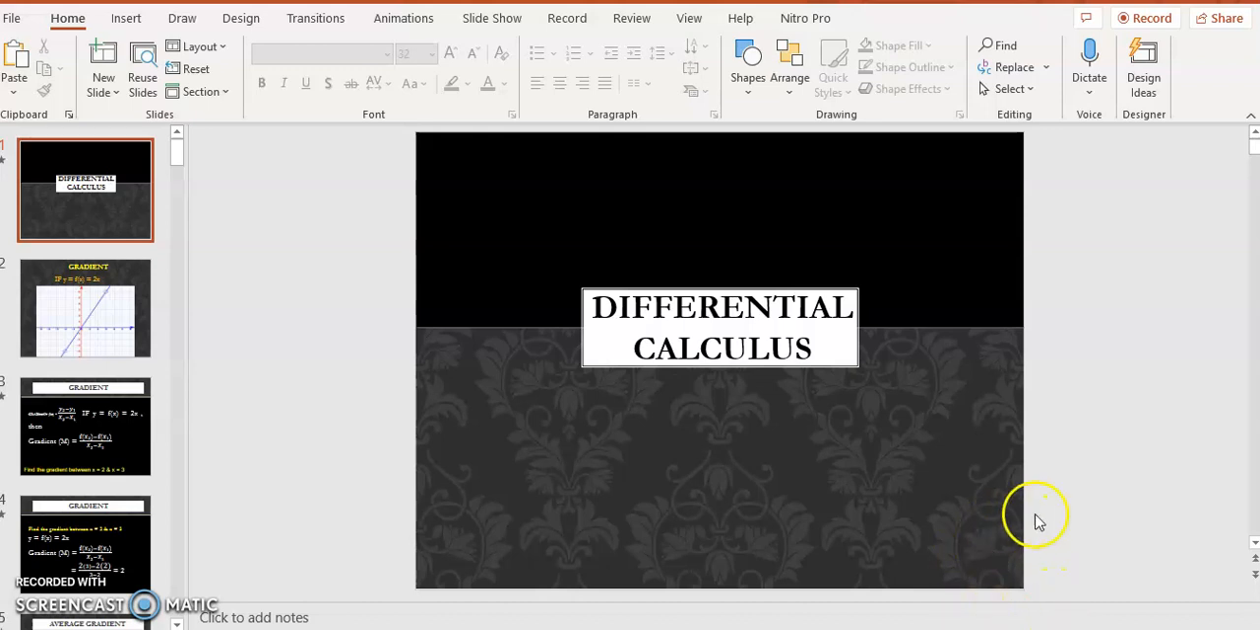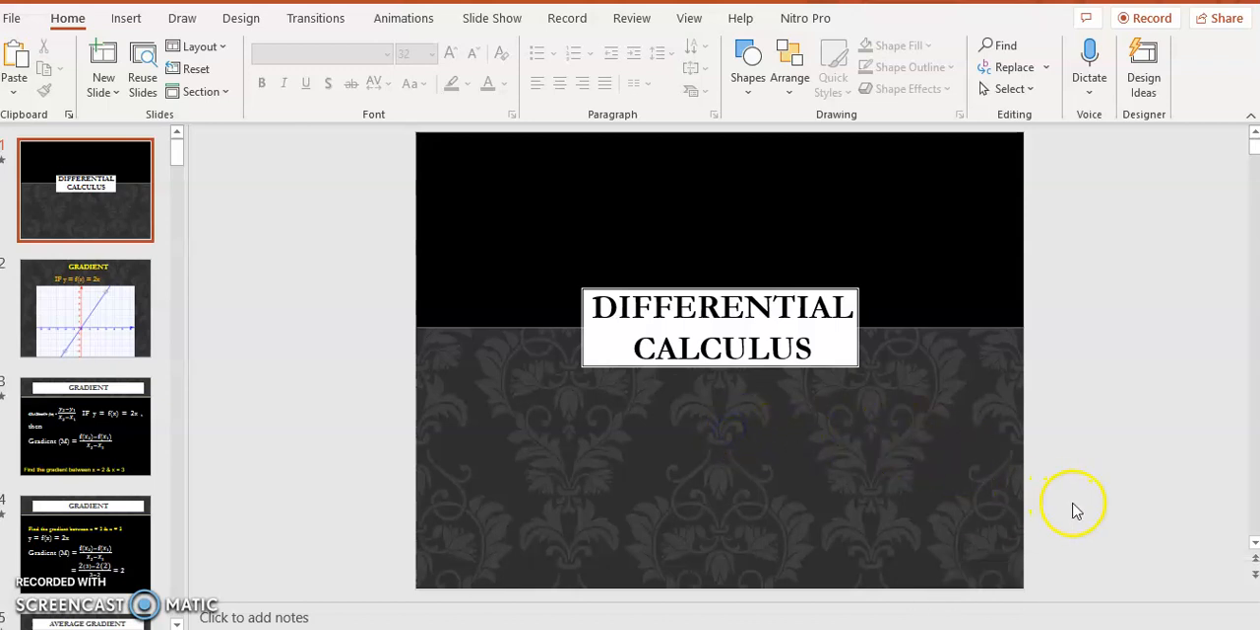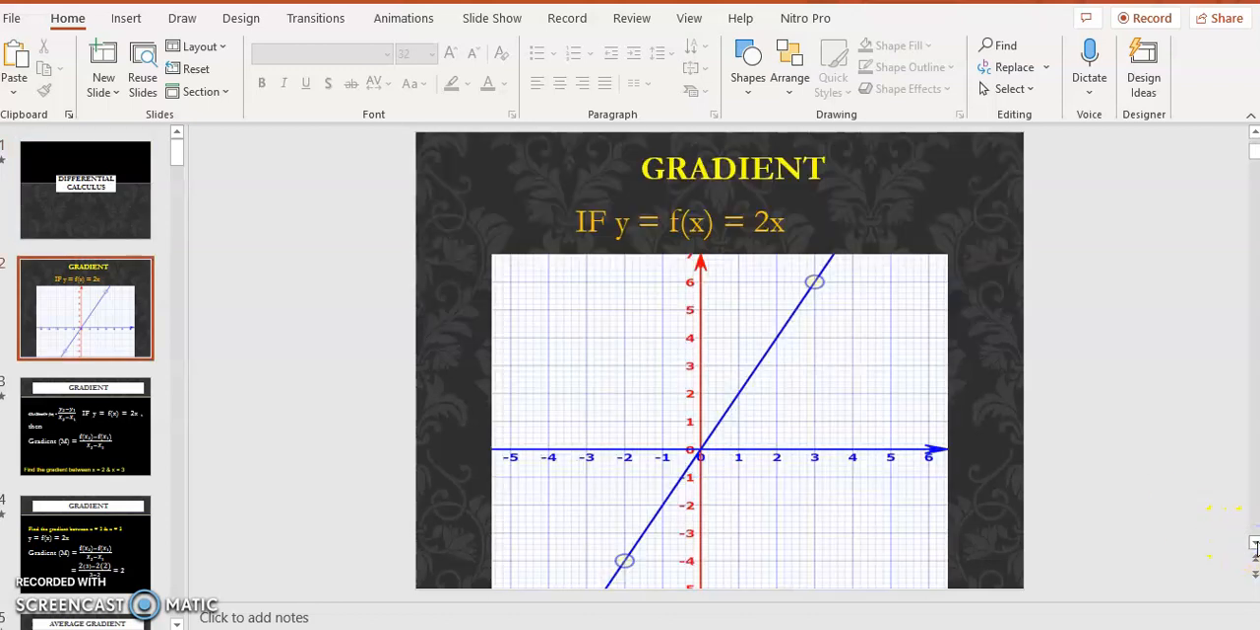Today I want us to look at differential calculus, which comes in paper 1. Before we look at that, let's revisit our analytical geometry, gradient. I hope we are familiar with this word gradient, talking about the slope.